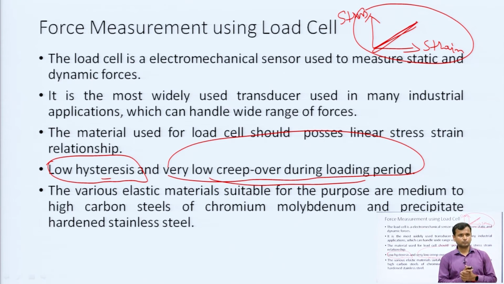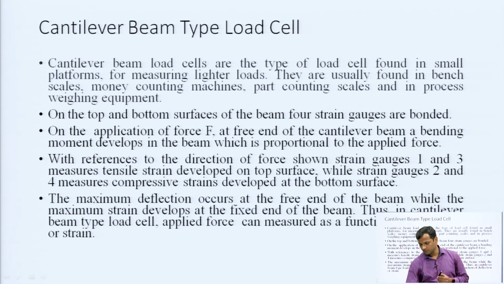Also, the various elastic materials suitable for the purpose are medium to high carbon steel, chromium molybdenum and precipitation hardened stainless steel. So, in terms of material, when we are using the load cell, we should take caution of that. The first arrangement is the cantilever beam type load cell. When we talk about the cantilever beam type load cell, these are the types of load cell found in small platforms for measuring lighter loads. They are usually found in bench scales, money counting machines, and part counting scales in process weighing equipment.